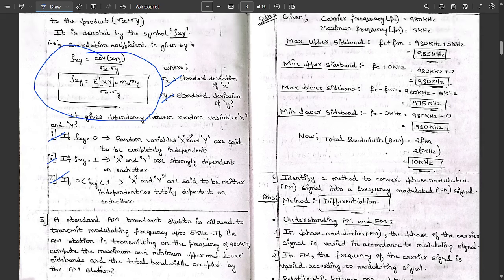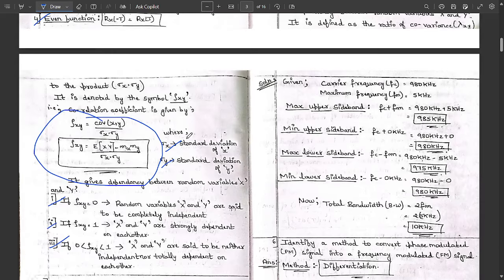So these were the four important questions from module 1. Now let's discuss some important questions from module 2.